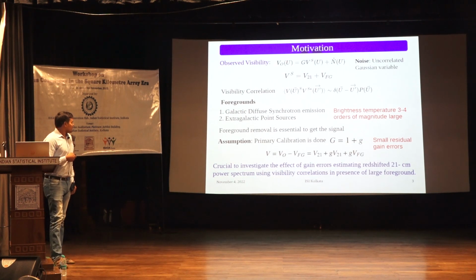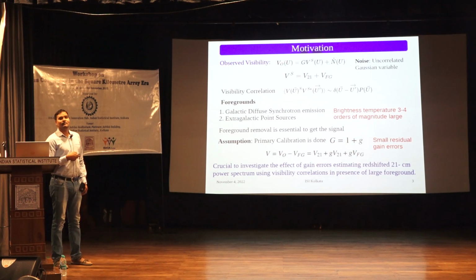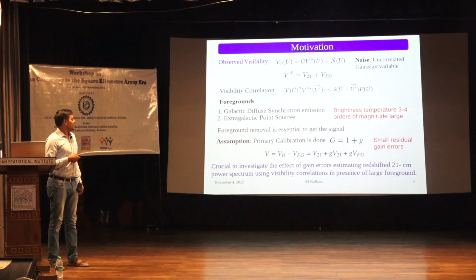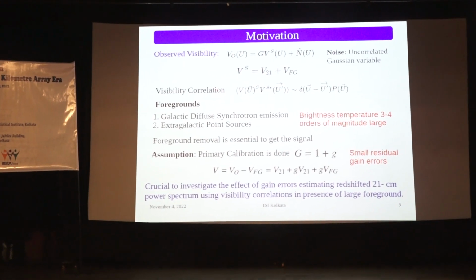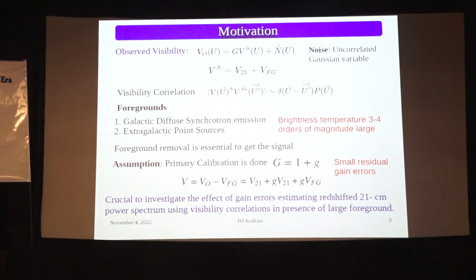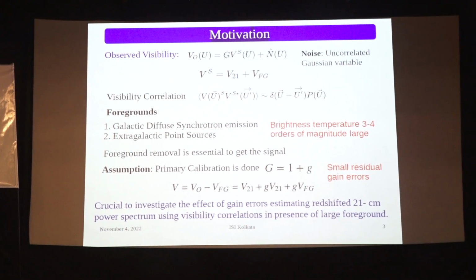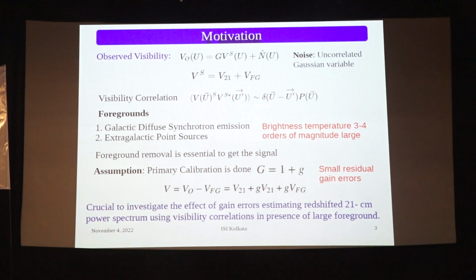The observed visibility which we get from the interferometers is not only the sky visibility, but it is the gain, which multiplies the sky visibility. On top of that, we also have the thermal noise. These noise are uncorrelated Gaussian variables which are usually very large, and we can correlate these visibilities to get the power spectrum in this way.